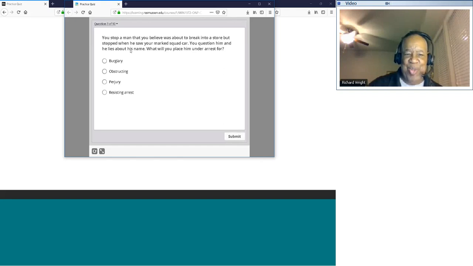And then the last one I'm going to do is: you stop a man that you believe was about to break into a store, but he stopped when he saw your marked squad car. You question him. He lies about his name. What will you place him under arrest for? Burglary, obstructing, perjury, or resisting arrest? He's not under oath. He's not under arrest. Remember what I told you. So it's only one left.